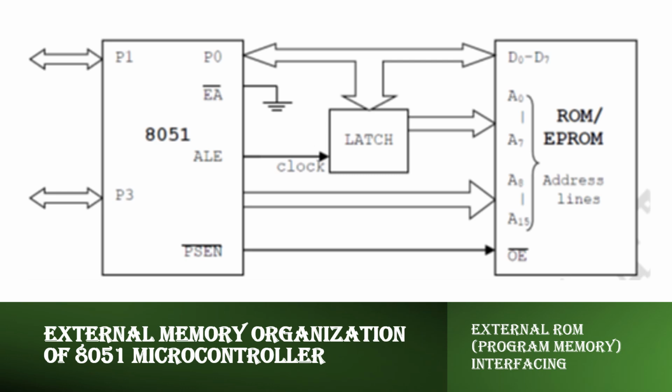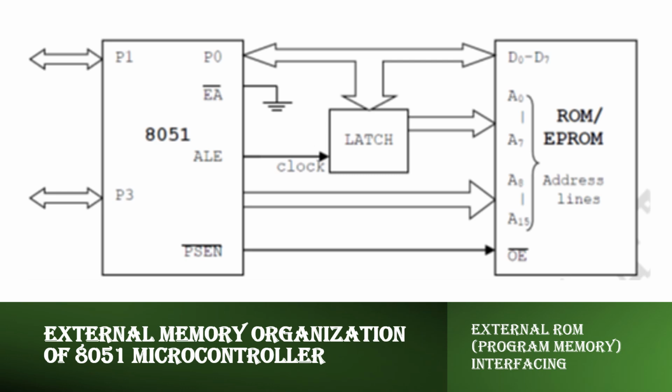Here, port 0 is used for multiplexed data and address lines. That is, it is given the lower address, A0 to A7 or D0 to D7. So that is the 8-bit address in the initial machine cycle. And then the higher order data will be given, that is A8 to A15, which can be used as a data bus. Now this 8-bit address will be latched using the external latch and the ALE signal from the 8051.